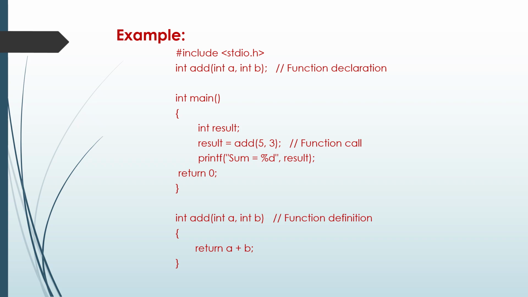When we call the function, it jumps into the function definition and reads the statements present within the function. Here we add two variables, a plus b. a takes the value 5 and b takes the value 3. Then we perform the addition and it returns the value to the main function. And then we print the result. So the output is 8.